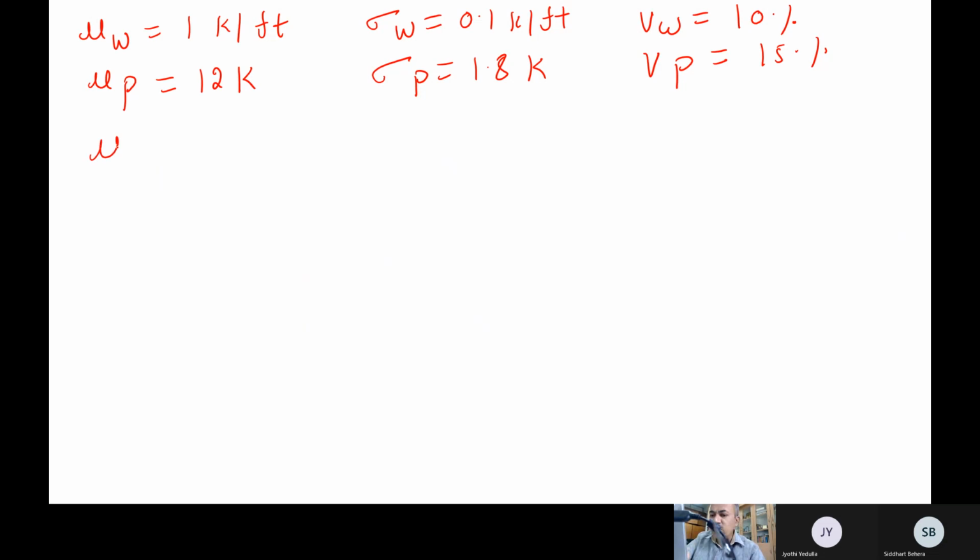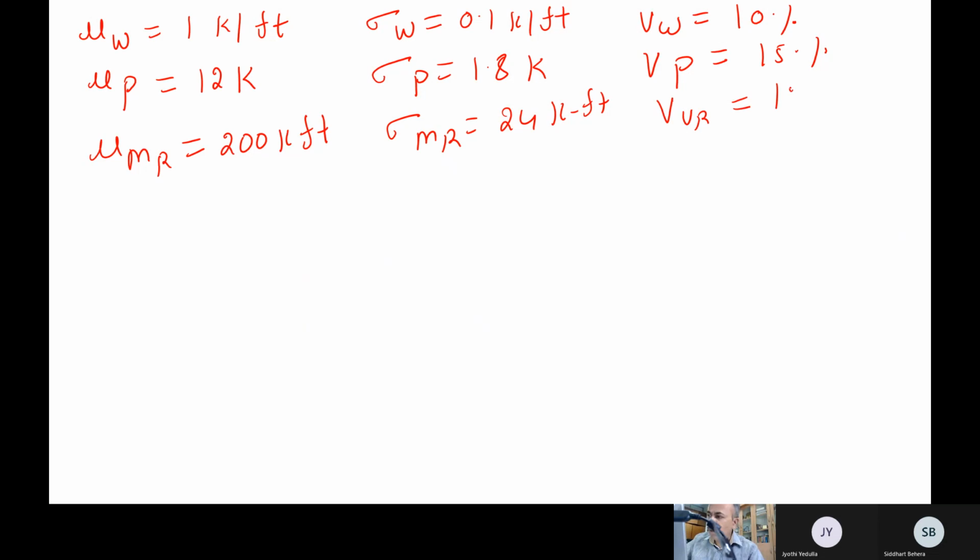Now the bending resistance of the beam is also a random variable. We say 200 for this one, and then its standard deviation. For the resistance it is 24 times some k-foot or whatever, and its coefficient of variation is some 12%. Anyway, this is not required. Sometimes all of them are interlinked with each other. In textbooks they will give you the coefficient of variation, which is nothing but the ratio, a non-dimensional quantity.